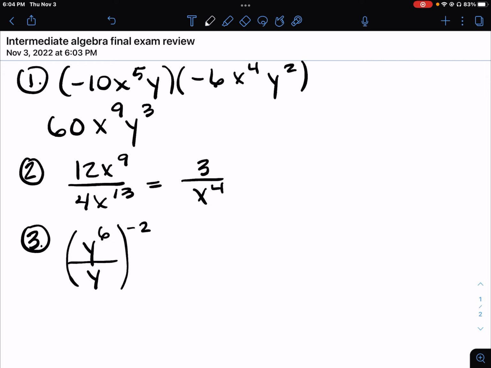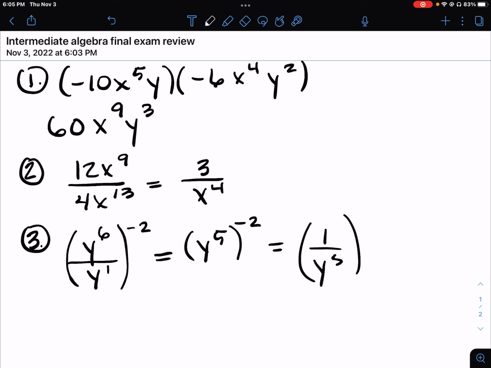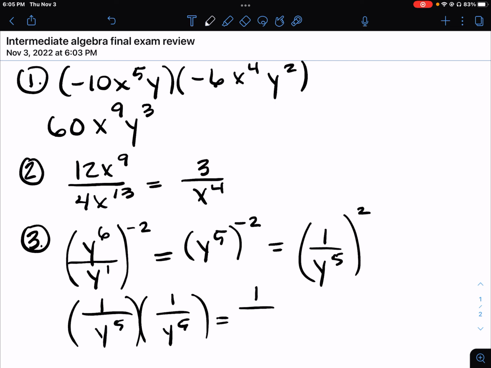Okay, simplify inside. So 6 minus 1 would be 5. Now, the negative means to flip it, and the negative becomes positive. So this means 1 over times 1 over, 1 times 1, and then 5 plus 5. Remember, you can always write them out, list out.